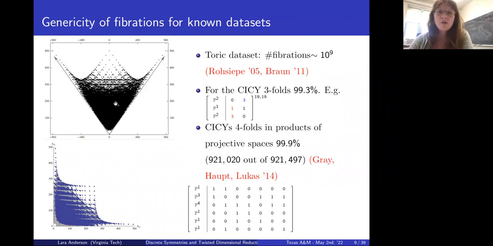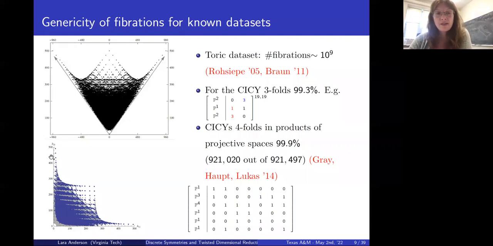My collaborators and I were also interested in a different data set, which is a small subset of this set here, the so-called complete intersection Calabi-Yaus in products of projective spaces. This was the oldest data set of Calabi-Yau threefolds, put together by Philip Candelas and collaborators many years ago. That's a data set of about 8,000 manifolds. You can ask for those as well.